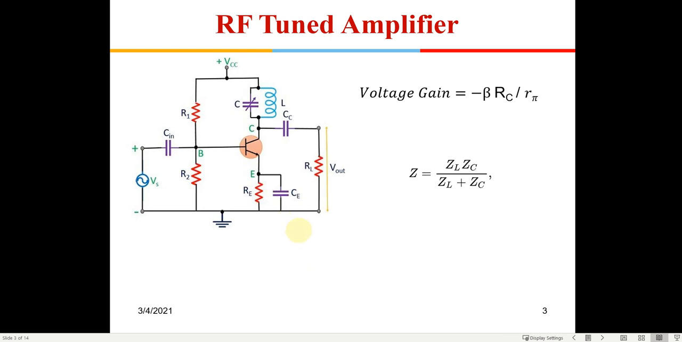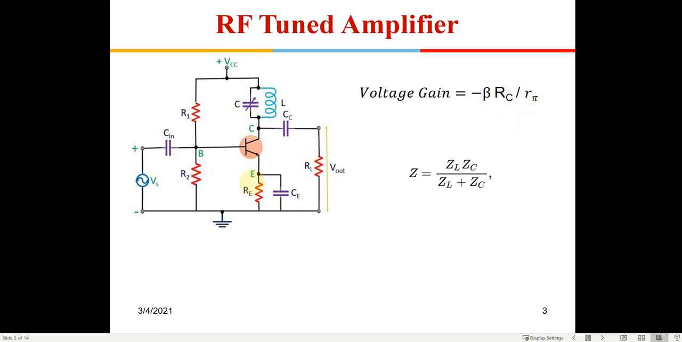First and foremost, to understand how these receivers work, we need to understand how an RF tuned amplifier works. This is a common emitter amplifier, simple, but instead of an RC load, we have used an LC tank circuit here, right? The gain of this amplifier is given by beta RC divided by r pi.